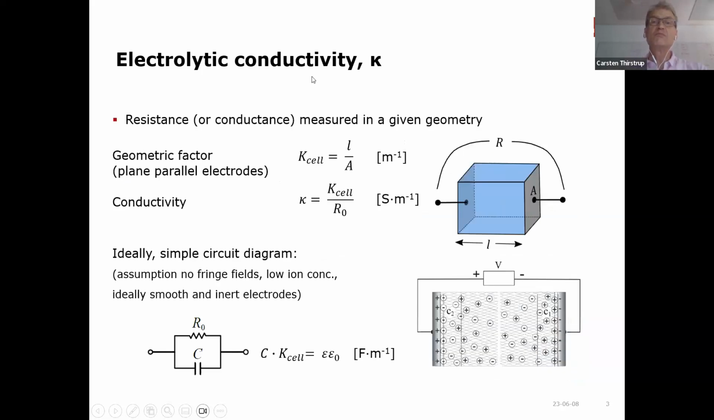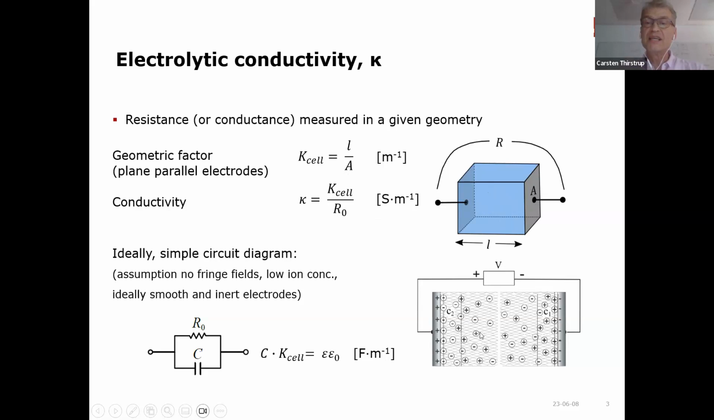And such sensors usually comprise an electrolytic cell, as shown here in its most simple form, with 2 electrodes and an electrolyte solution in between, and with a separation between the electrodes L here. And in this case, the conductivity can be determined as the geometric parameter, which we also call a cell constant, divided by the measured bulk resistance that we can measure between the electrodes.